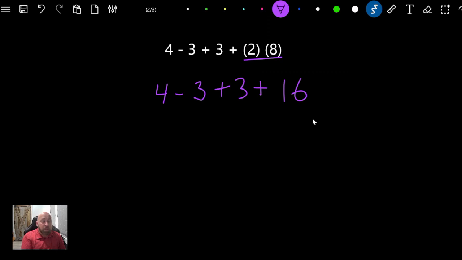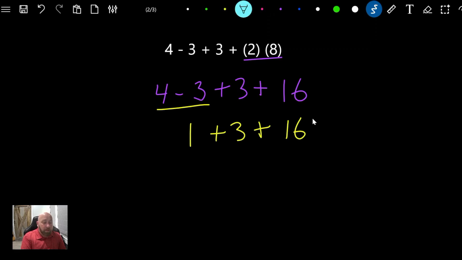Okay? And now what I want to do is I want to go to the next step because there's no more multiplication or division. So the last step is adding or subtracting, whichever comes first, from left to right. So we'll go here, and again, I'm going to rewrite this every single time so you can see these steps. And I highly recommend that you do the same thing here if you want to get the correct answer. 4 minus 3 is 1. 1 plus 3 plus 16.